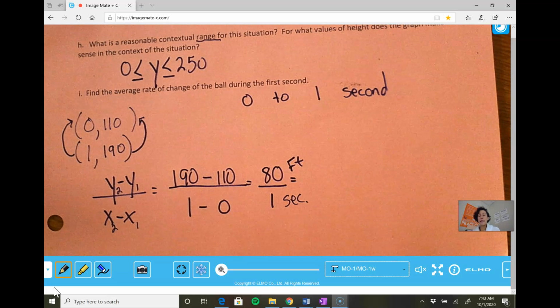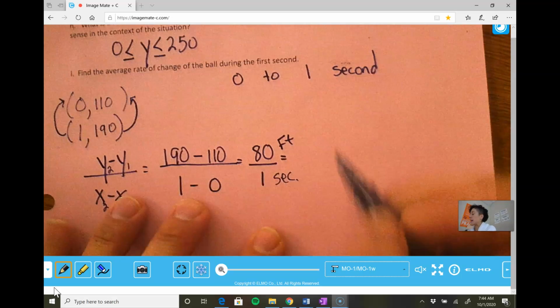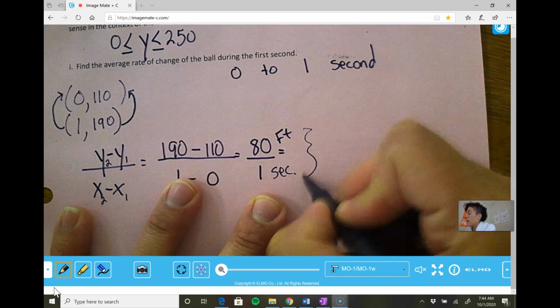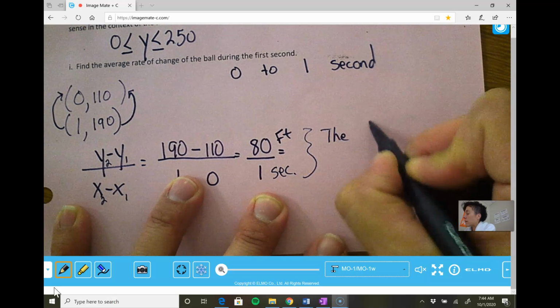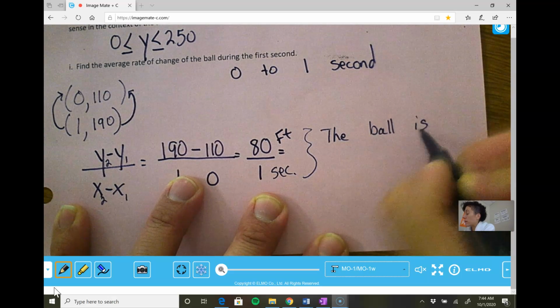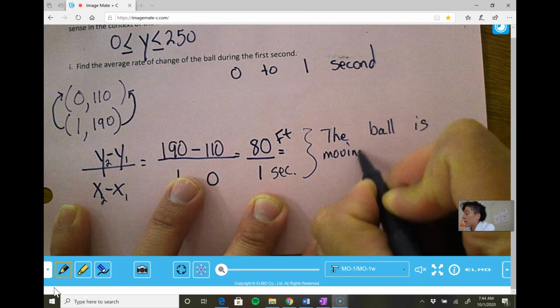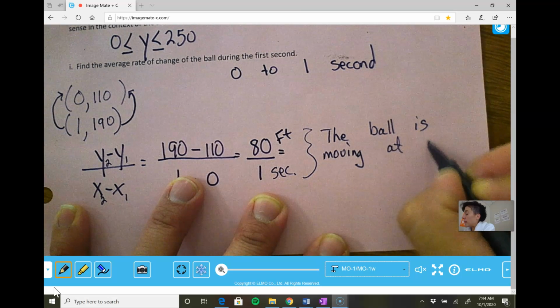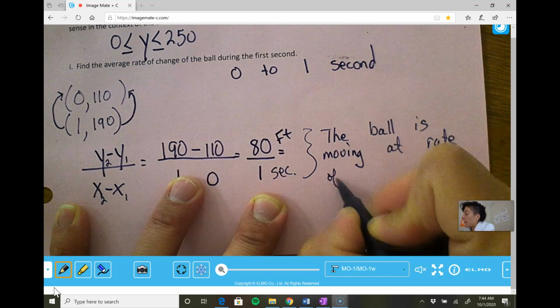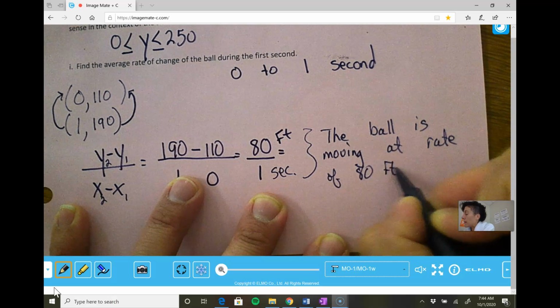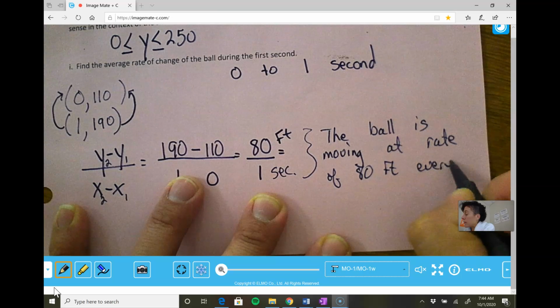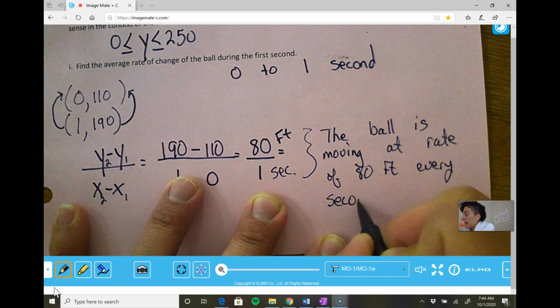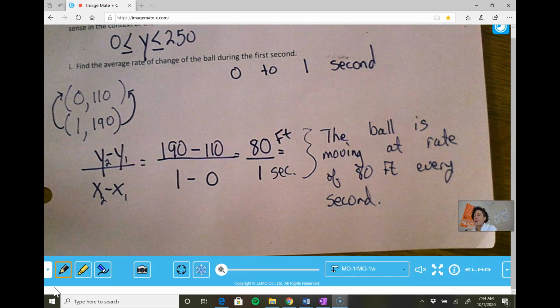That it's a rate of change. So it's how the ball is changing, what speed it's changing at. So I might say something like, the ball is moving at a rate of 80 feet every second. And that's one way I can say it, but it's not the only way I have to say it.